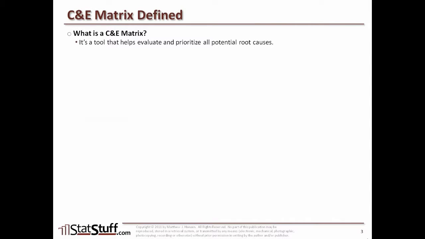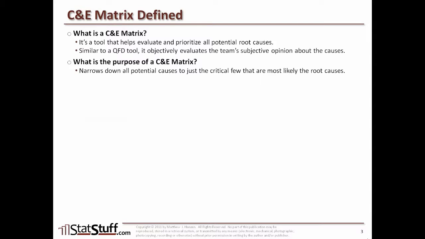Okay, now let's begin to define what the C&E Matrix is. Well, the C&E Matrix is a tool that helps evaluate and prioritize all potential root causes that were identified in some of the original documents, like the C&E diagram and the 5 whys tool. It's really similar to a QFD tool, where it objectively evaluates the team's subjective opinion about the causes that have been identified.